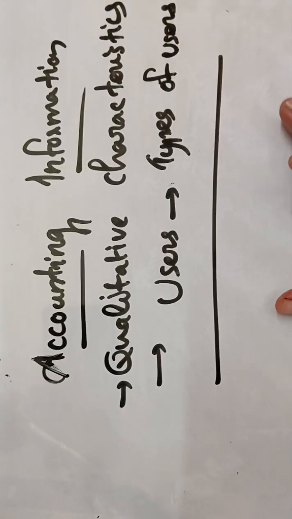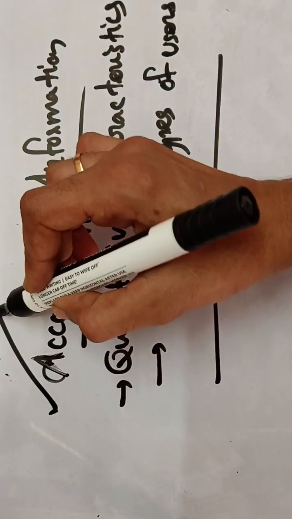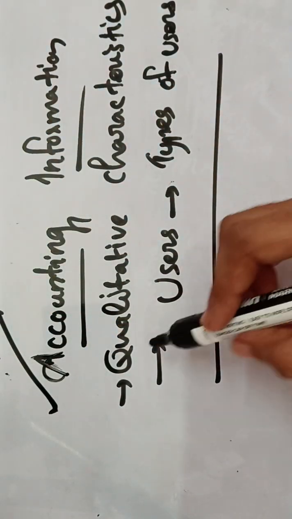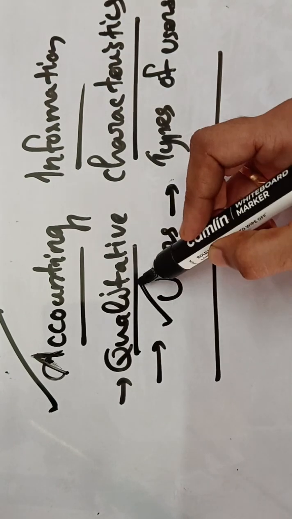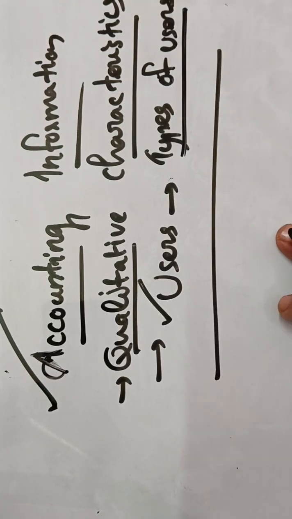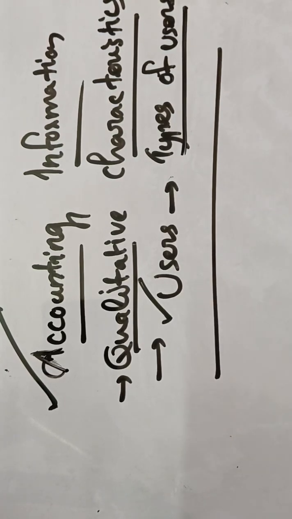Hope you all got an idea about what accounting information is, the different qualitative characteristics of accounting information, as well as the various uses of accounting information and the different categories of users of accounting information.